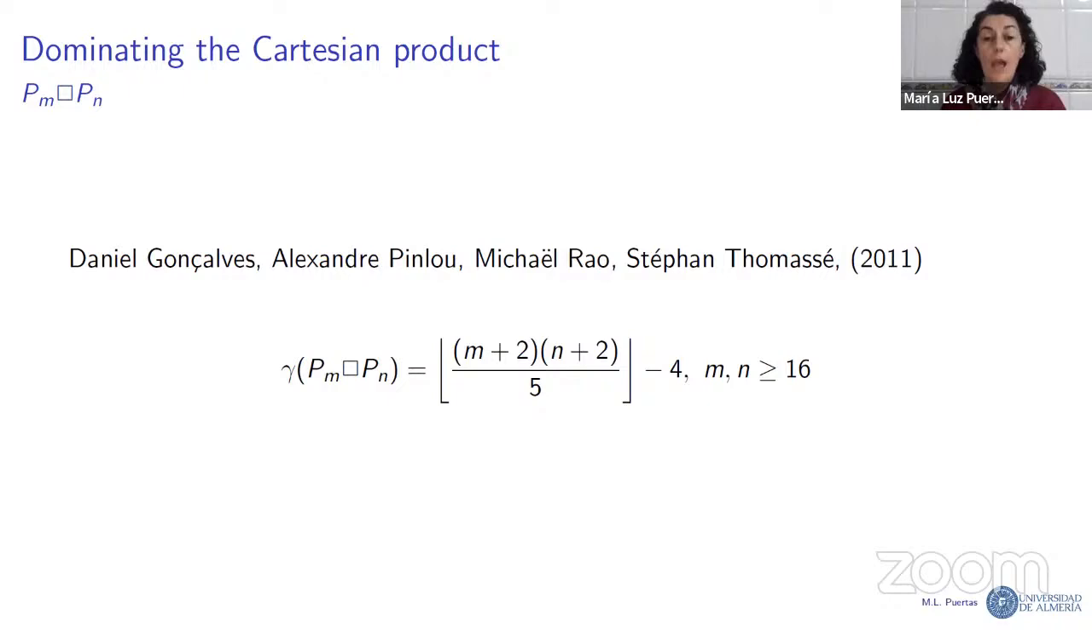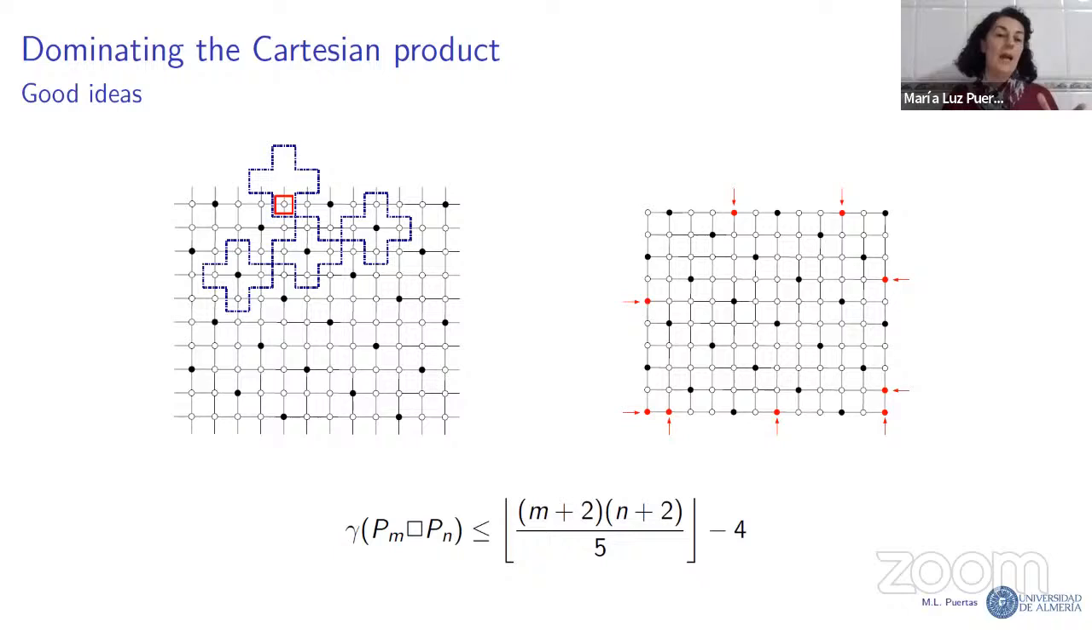I would like to show the good ideas behind this proof. On the one hand, following the structure of the first paper, you need a good conjecture. The conjecture is the conjecture by Chang, this formula. He found this formula by computing small particular cases. Then to obtain this first inequality, the idea is to construct in some regular way a dominating set with exactly this number of vertices.